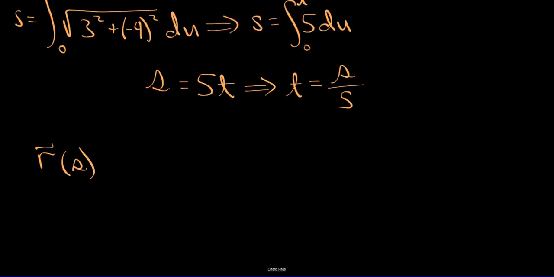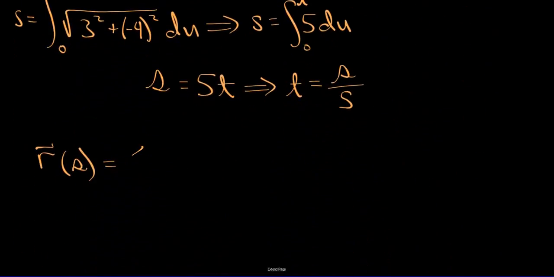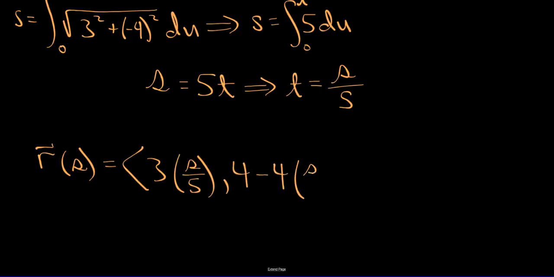So now let's see what we've got. Now, in terms of S, we have this vector. And this vector, it was 3t. Now it's 3 times s over 5. It was 4 minus 4t, and now it's 4 minus 4 times s over 5. So what we've just done there is we've changed the parameter. Now we have the arc length parameter. Does everybody see that? Any questions? Okay.